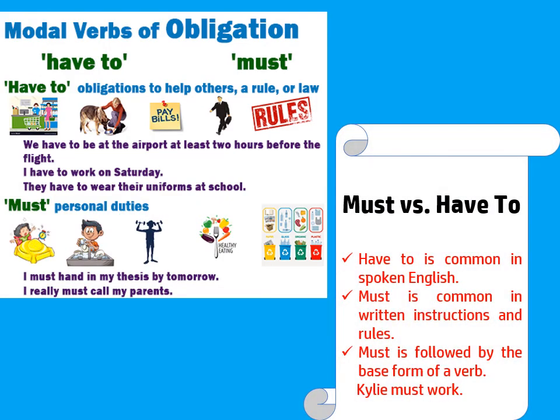Must versus have to. Have to is more common in spoken English. Must is more common in written instructions and rules. Adults also use must with children. For example, people need food. People have to eat food. People need food. People must eat food. Did you notice how must is stronger?